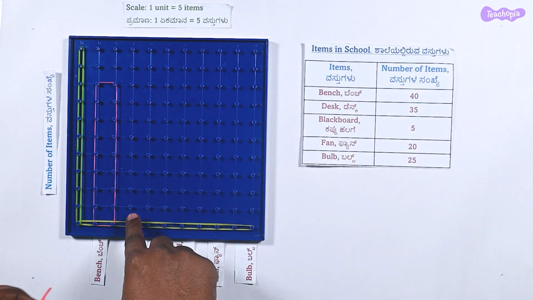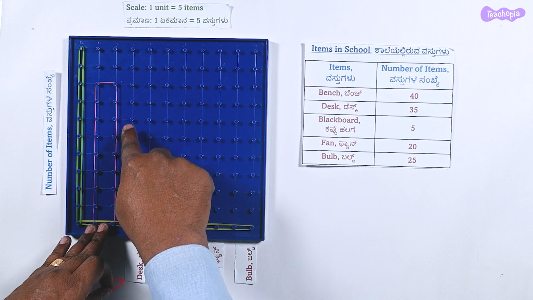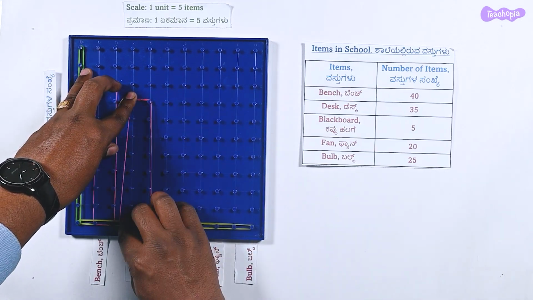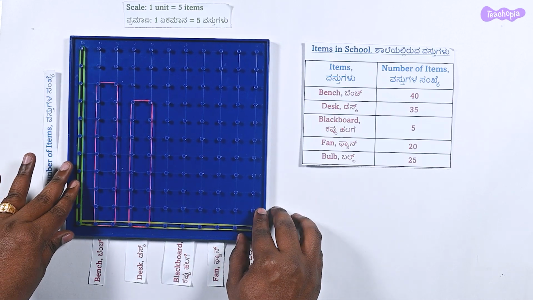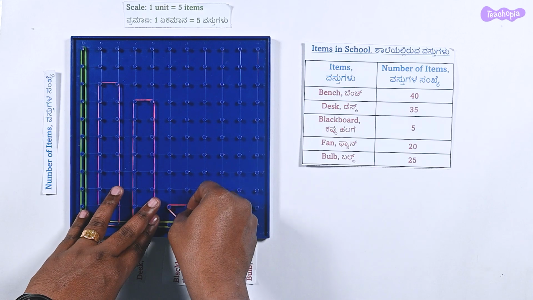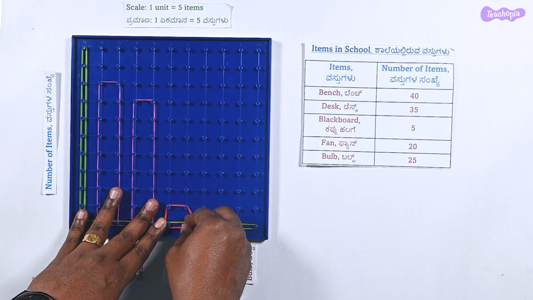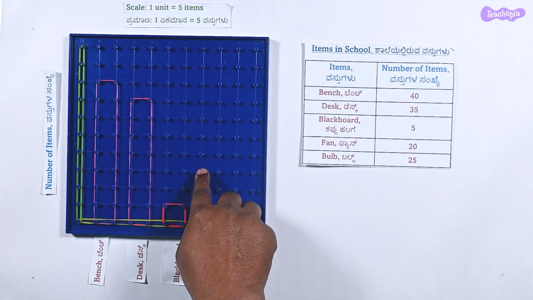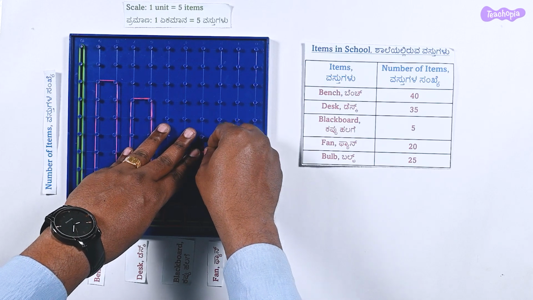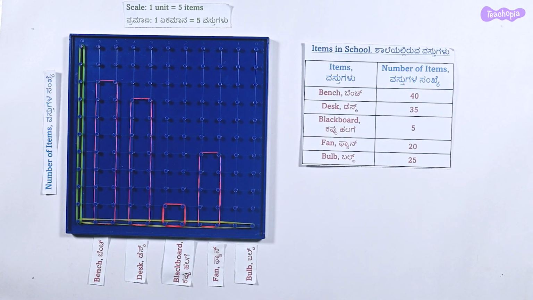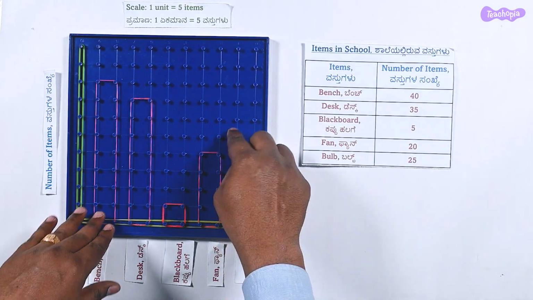Desk is 35, same way: 5, 10, 15, 20, 25, 30, 35. So from there, I'm going to draw it. So this is my desk, and blackboard is 5, so only 5 units. Fan is 20 units, so I'll count 5, 10, 15, 20. Then 25 for bulb, so 5, 10, 15, 20, 25.